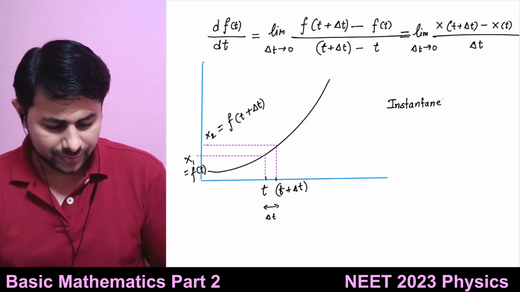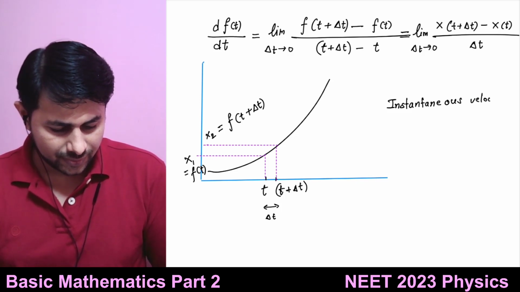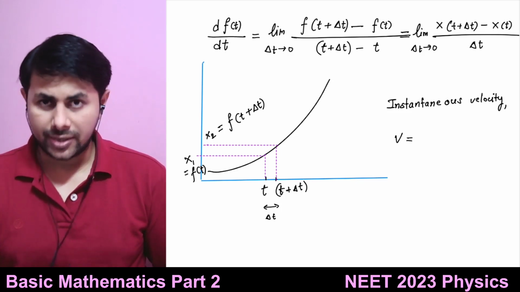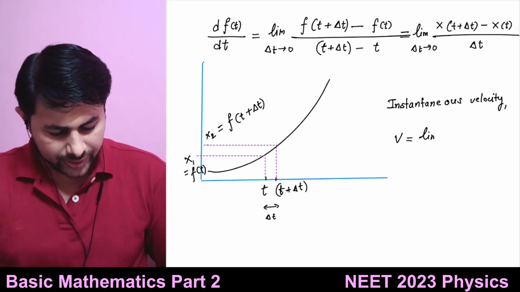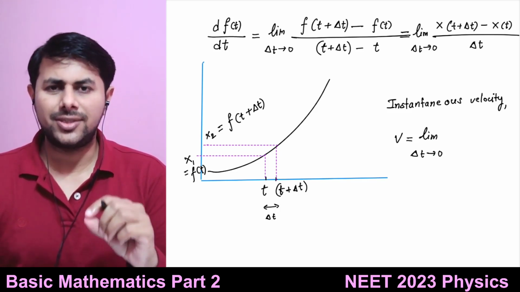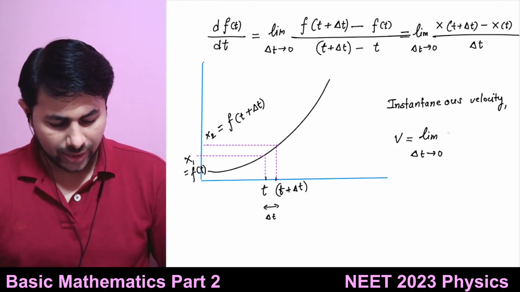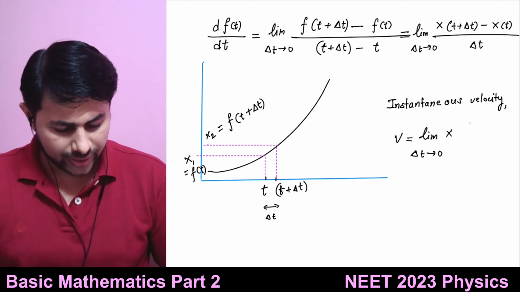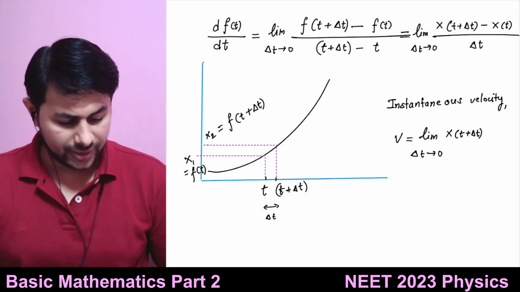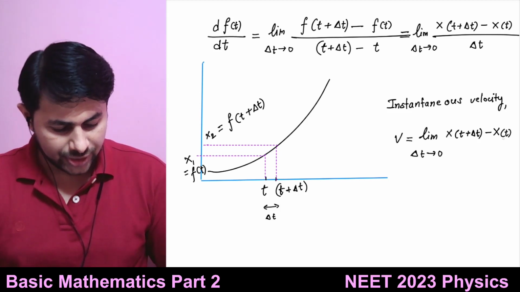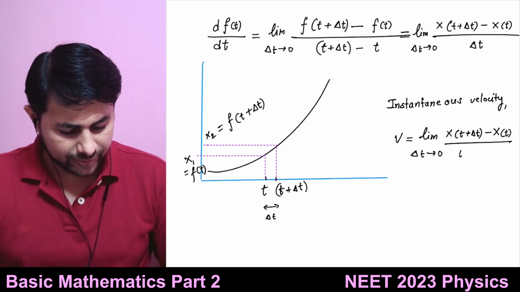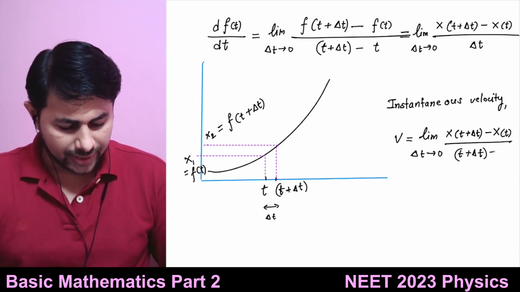So what is instantaneous velocity? It is the velocity at a particular instant. I will denote it by v. So it is the limit as delta t tends to 0, since the time interval in which we are finding the velocity is almost 0. Now I will represent the position by x only. So x at the final time, t plus delta t, minus x at the initial time t, divided by the final time minus the initial time, which is t plus delta t minus t.